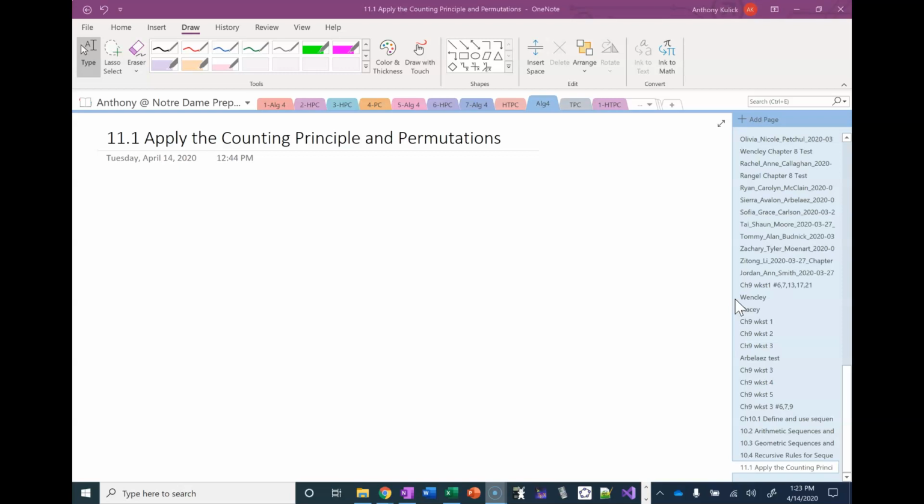But today, we're going to focus on two specific types of counting. The first is called the fundamental counting principle.